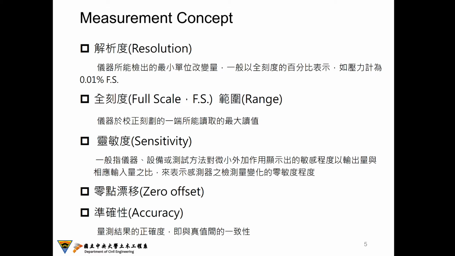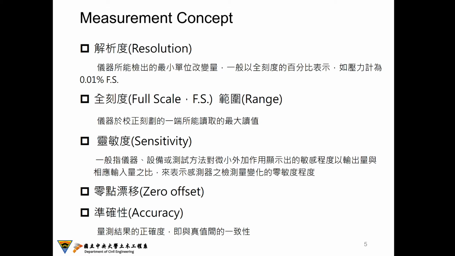Okay. However, in a commercial sensor product, mostly they will show maybe 0.01% of the FS. So what is the FS? It means the full scale, or what we usually call the range. Okay, so for the ruler in this example, what is the range? Yes, from 0 to 15 centimeters.